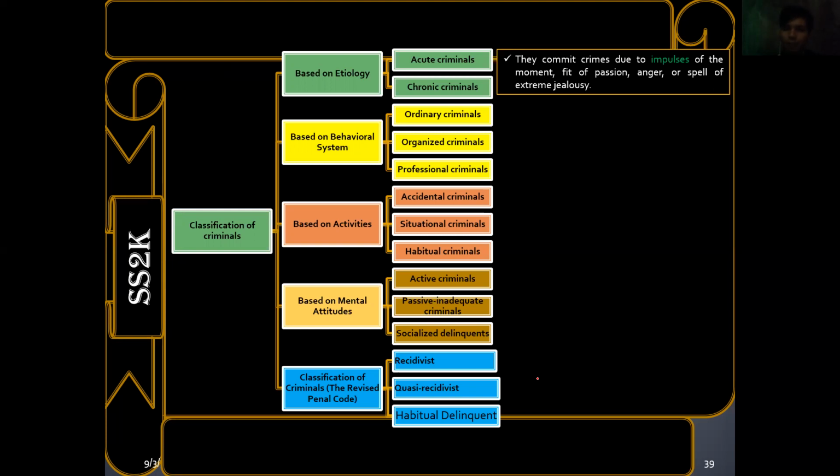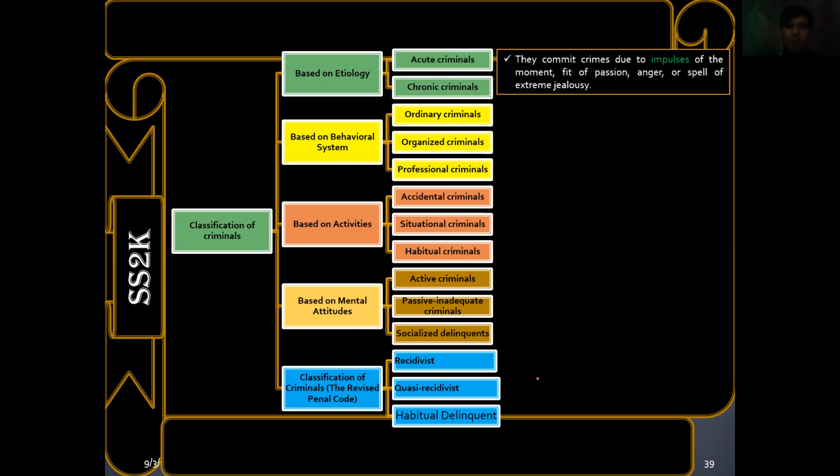Ayan. O kaya nakita nung isang tao yung isang babaeng nakahubad, hindi niya napigilan yung kanyang sarili, and that is the time wherein he committed a rape. Ginahasa niya yung tao, that is also acute criminal.